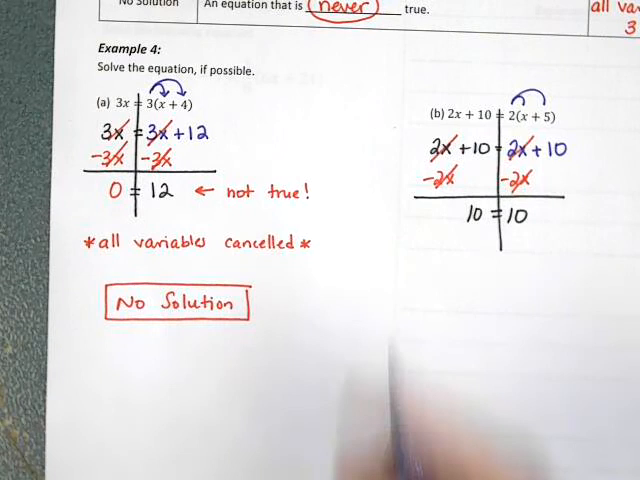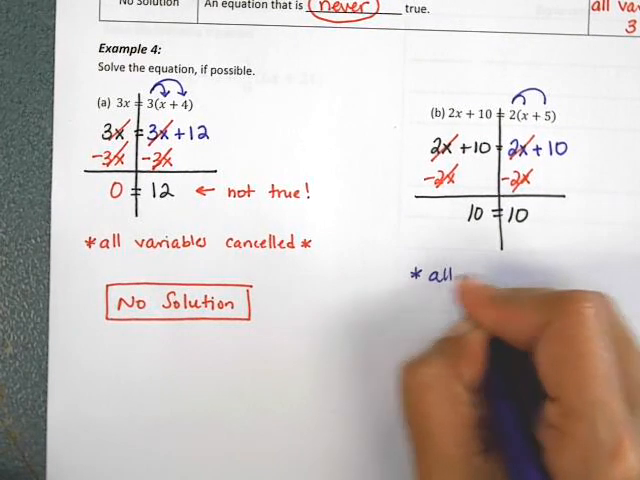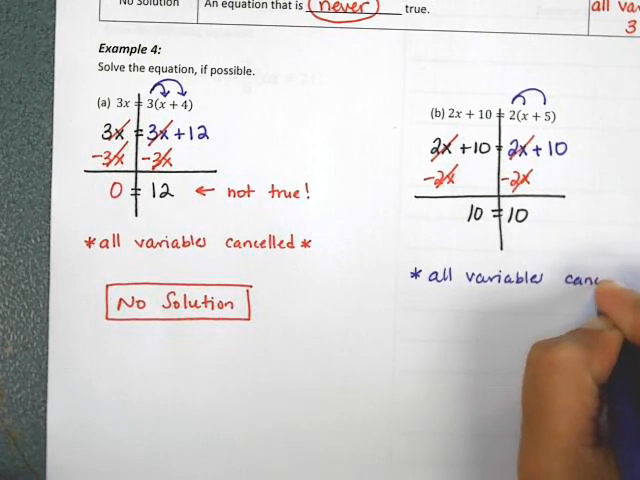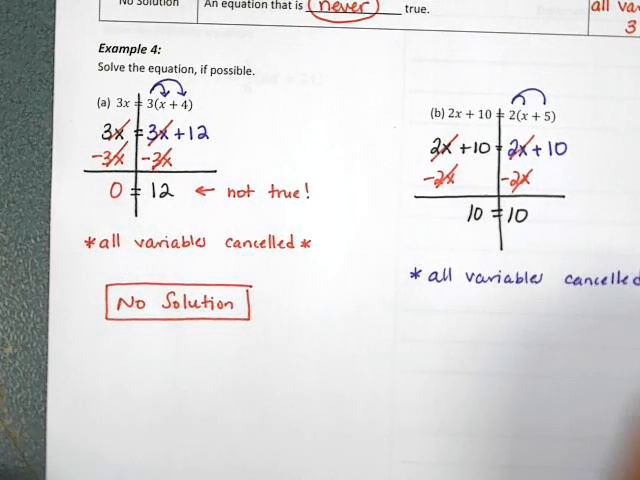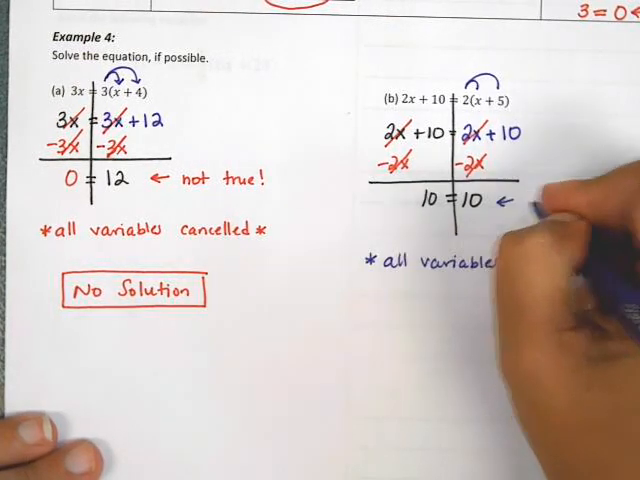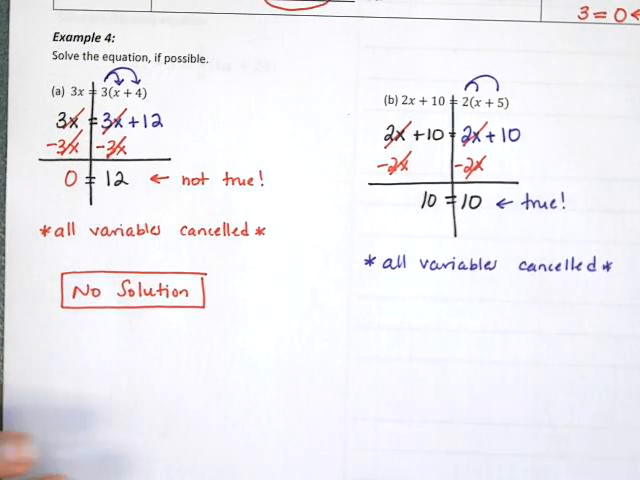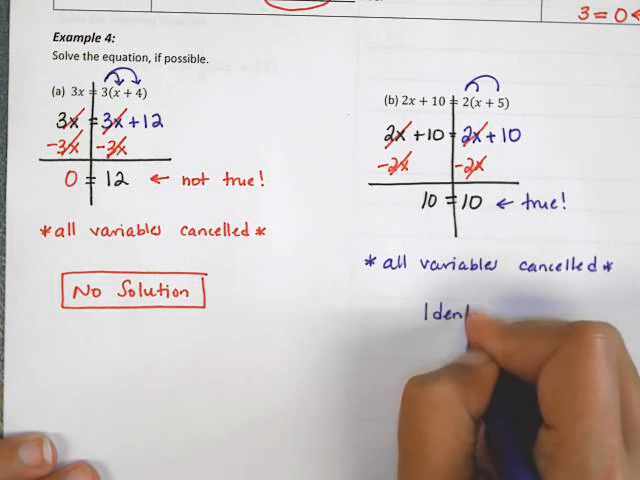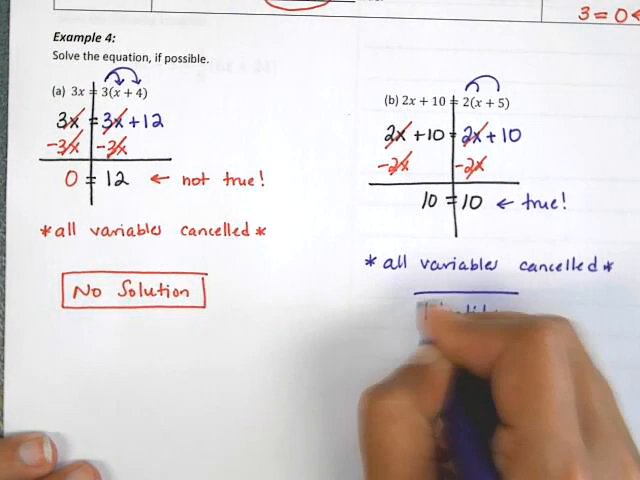Well, right away I notice all the variables canceled, so I know something different is going on here. It's one of these special types of equations. However, this time, this is true. 10 really does equal 10. So we would say that this equation is an identity.